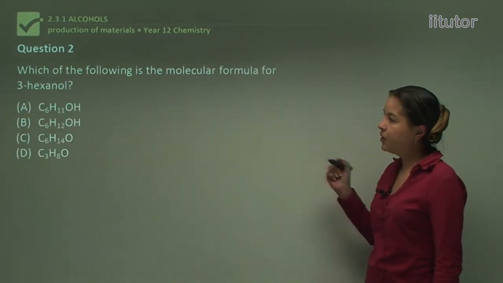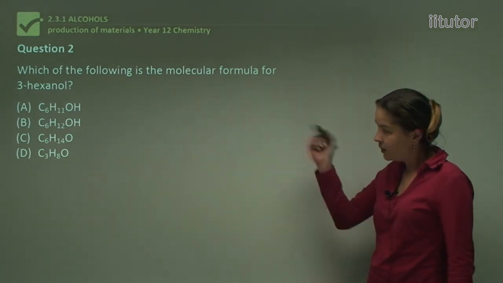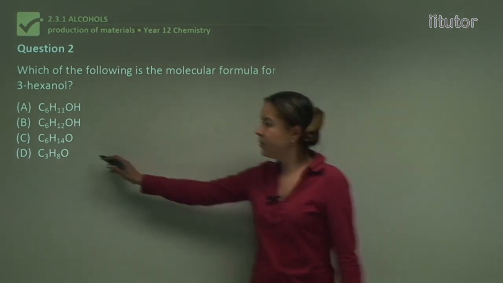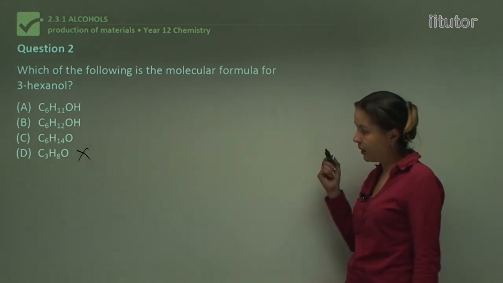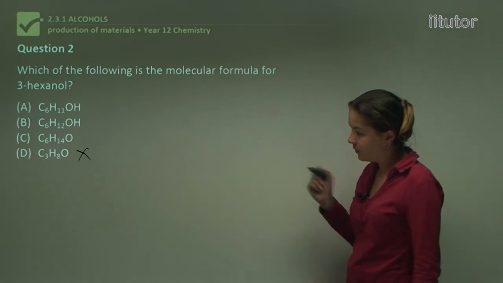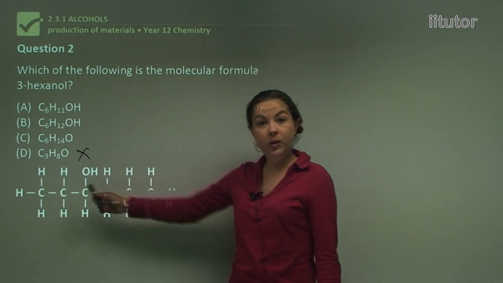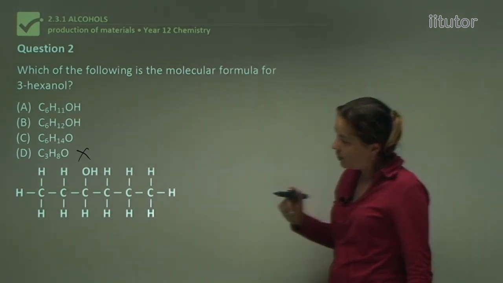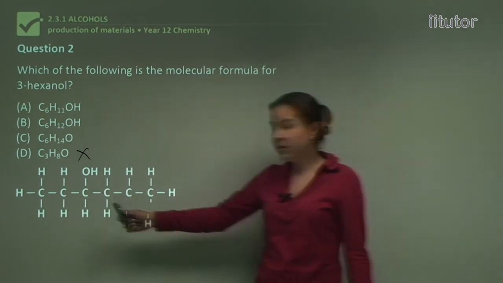Question 2, which of the following is the molecular formula for 3-hexanol? So looking at 3-hexanol, hex tells us there's 6 carbons. So first of all, we can rule out D. Ol tells us there's an OH group. Okay, great. And 3 tells us where the hydroxyl group is. So the structure of this compound, the hydroxyl will be on the 3rd carbon. 1, 2, 3.